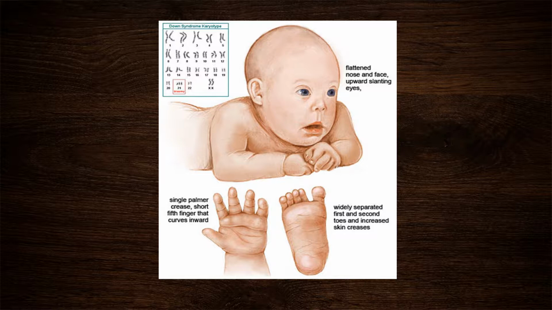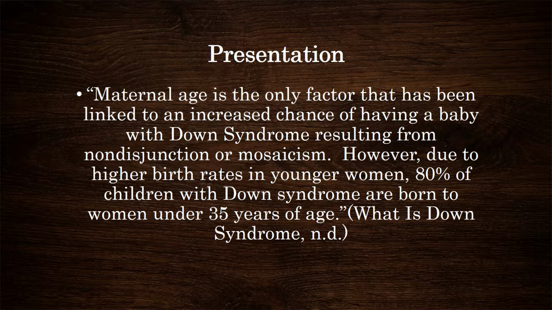This picture shows some of the manifestations of Down syndrome. The presentation of Down syndrome. The cause of the extra chromosome 21 is still unknown. There is no conclusive scientific research that shows that environmental factors or the parents' habits or activities cause Down syndrome before or throughout the pregnancy.